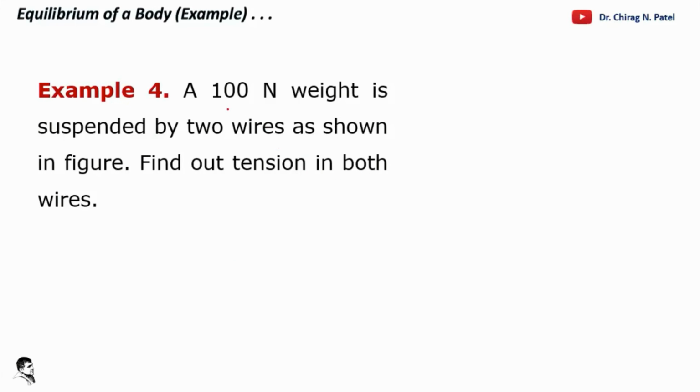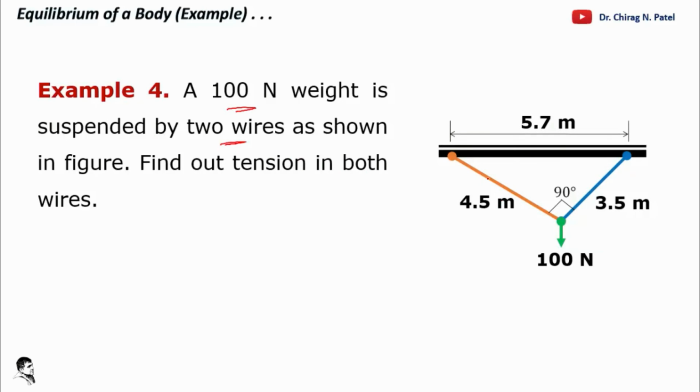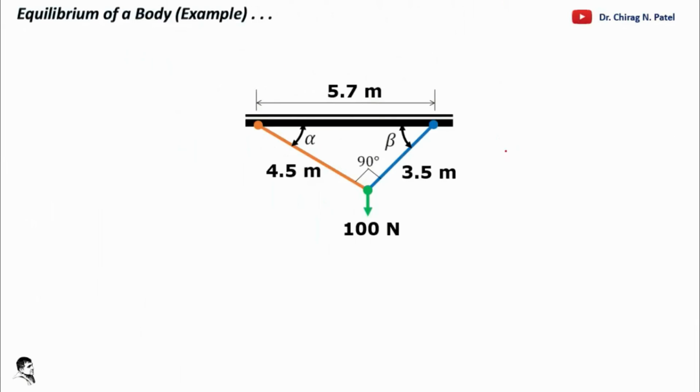Example number 4, if we take, so that is a 100 Newton weight suspended by two wires as shown in the figure. So here two wires, one in orange color and one in blue color, and 100 Newton is the weight given. Also the lengths of the wires as well as the distances where they are attached are given, in the form of 5.7 meter. So again we know this is given, this 90 degree is given, that is perpendicular to each other, and we are required to find out alpha and beta.